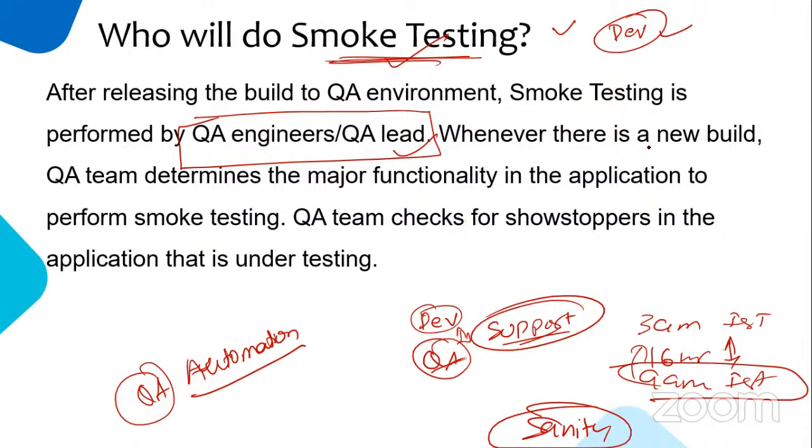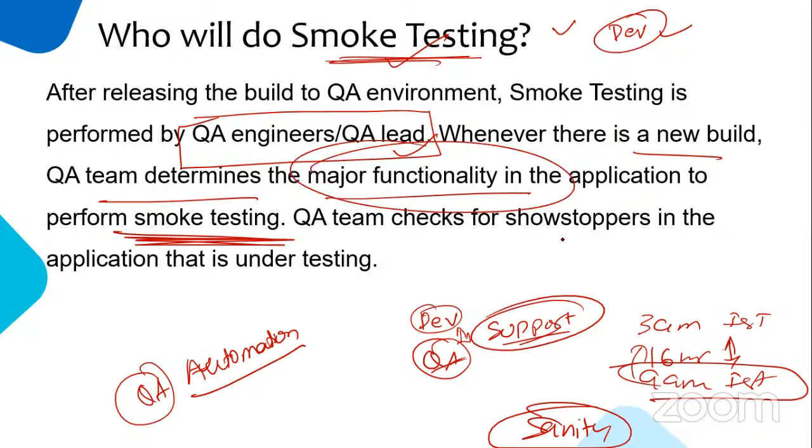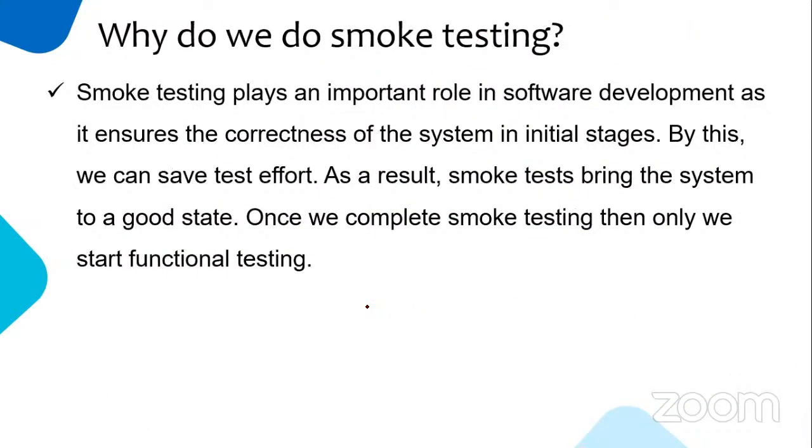That's it. Whenever there is a new build, the QA team determines the major functionality in the application to perform the smoke testing. This is all about the build and the major functionality. Are there any showstoppers in the application? Meaning anything that is going to stop my testing process today. So that's called smoke testing. Who will do it? The QA team or QA engineer. Why do we need to do smoke testing? These are all important questions.